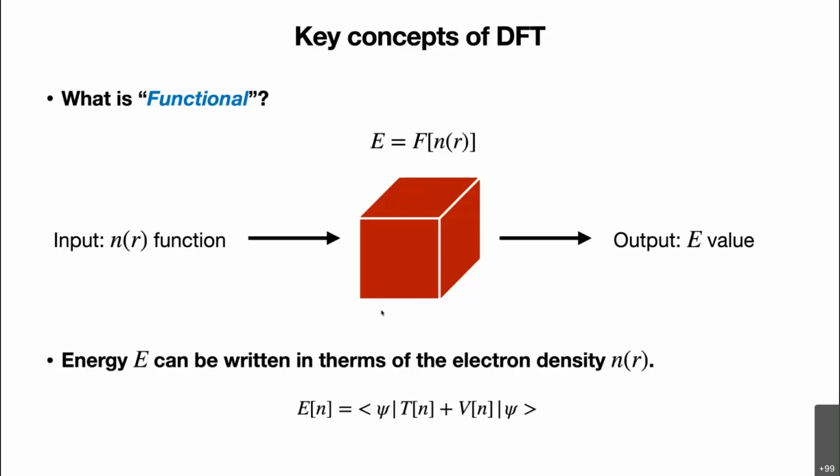So yeah, using this concept, the energy here, energy means total energy, can be written in terms of electron density. So if we know the kinetic energy operator as a function of electron density and the potential energy operator as a function of electron density, when we sandwich this Hamiltonian, we get the total energy as a function of the electron density. So this is a much more efficient way to solve the Schrödinger equation.